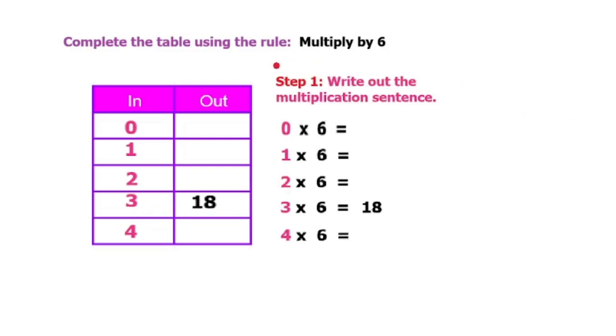So the first thing, step 1, is to write out the multiplication sentence. So we take 0, we multiply it by the rule, and it equals something. And we do the same for each number in the table. This one has an answer, it's already given.